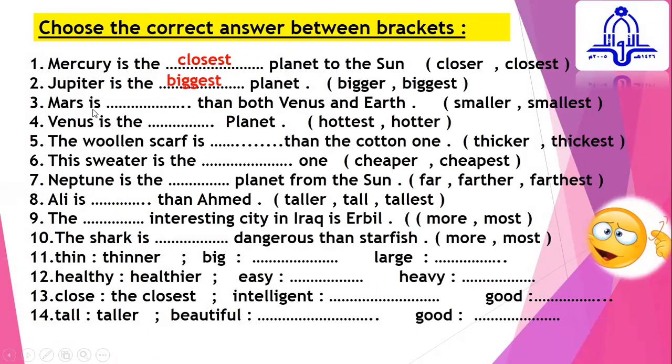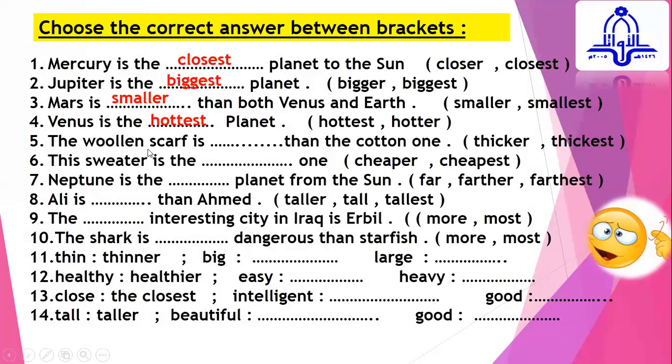Number three, Mars is dash than both Venus and Earth. We have than, it means comparative. So Mars is smaller, أصغر, than both Venus and Earth. We have smaller or smallest. Number four, Venus is the dash planet. We have the superlative. Is it hottest or hotter? And here superlative or comparative, the answer will be the hottest planet.